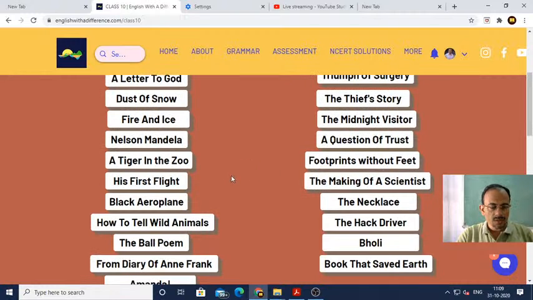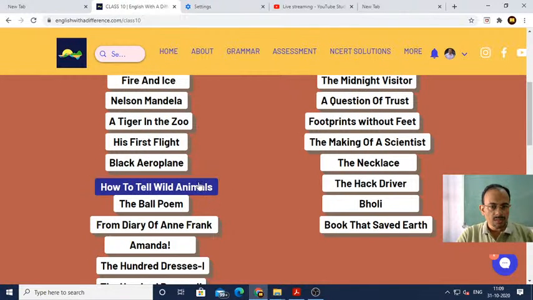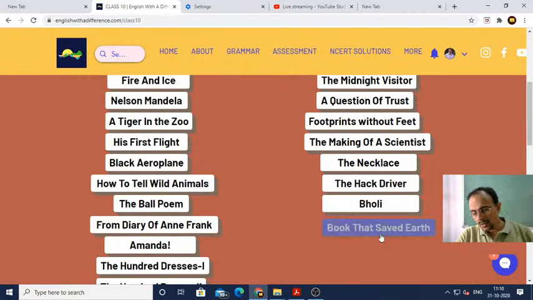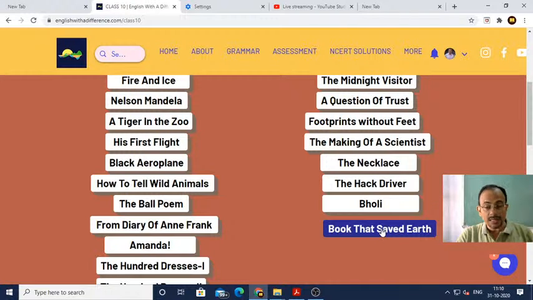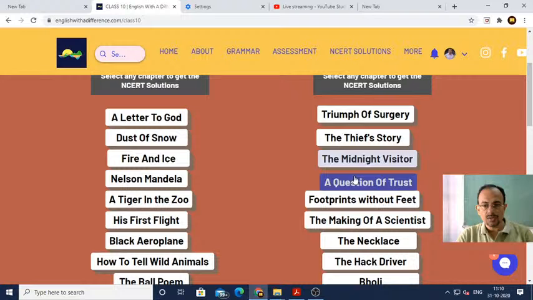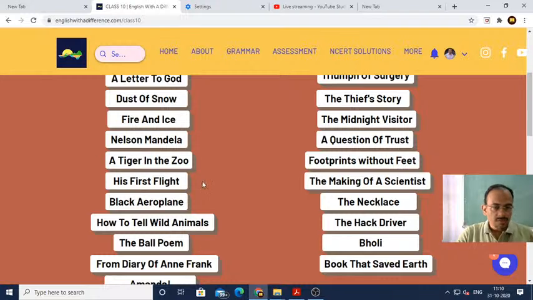Then you can see CBSE has also reduced this one, How to Tell Wild Animals. This is not required. And then The Book That Saved the Earth is also removed from the syllabus. So on your index page you can cross mark those lessons. These two lessons you can mark. And then here in First Flight you can say this is not there, this is not there.